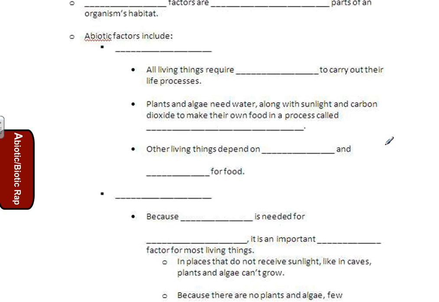So let's go on to abiotic factors. Okay. And abiotic factors are non-living parts of the organism's habitat.